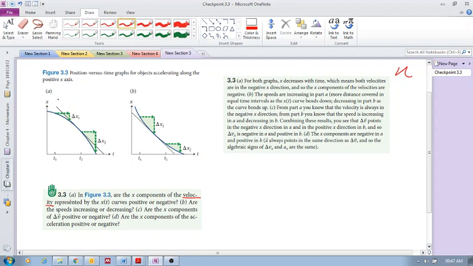Okay, checkpoint 3.3. In figure 3.3, first of all, what is figure 3.3? Position versus time graphs for objects accelerating along a positive x-axis. Remember that if you've got a position-time graph that looks like that, then our position is constant, meaning our velocity is 0. If you've got something like that, then our slope is constant, that's a negative slope, that's a positive slope.